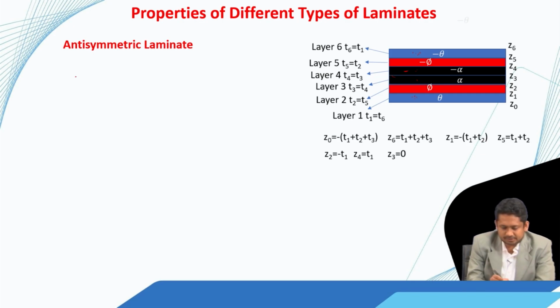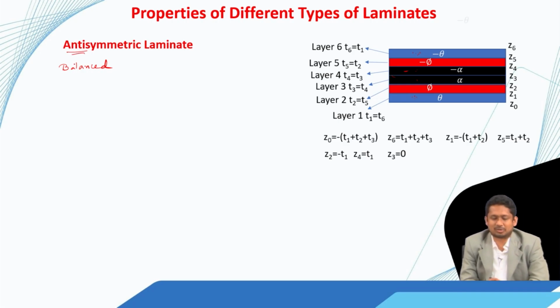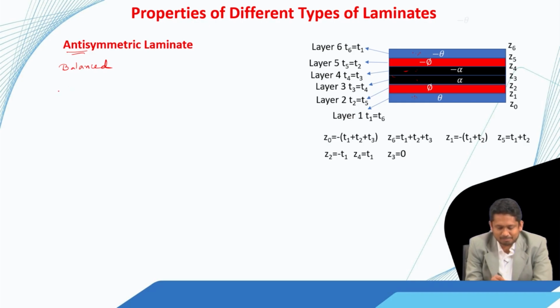Now, an antisymmetric laminate is also a balanced laminate, all the antisymmetric laminates are balanced, but it is not the other way. We have seen that. Now, because it is balanced, we have AIS equal to 0, where I goes from x to y. So, now we have to prove that DIS is also 0. So, now let us write the expression for DIS.